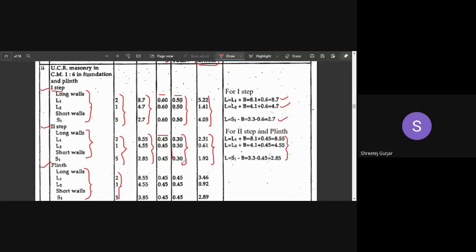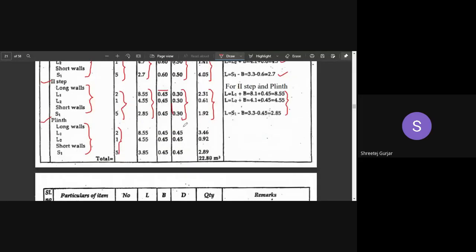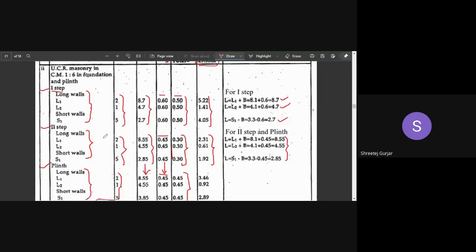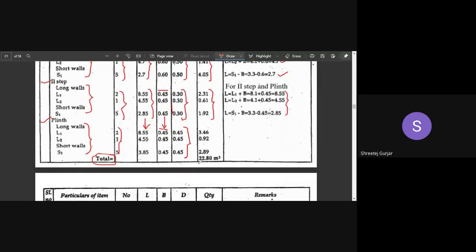Then for plinth work, you can see in your section, the height of your plinth work is 0.45. The width will be the same as it is here, and your length will also be the same. Because the width is the same, the calculation you do here will be similar. So the same thing will be continued over here. So your total quantity of brickwork, gross UCR masonry, will be 22.8 meter cube. So this is for your foundation work.